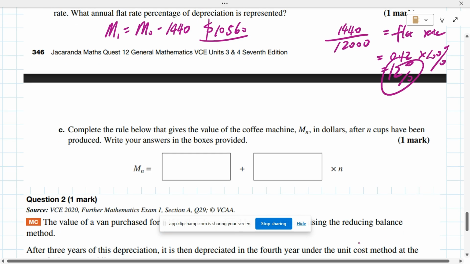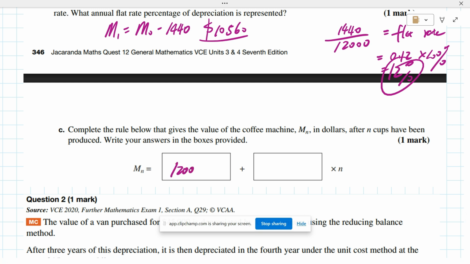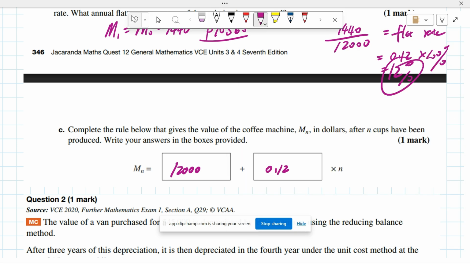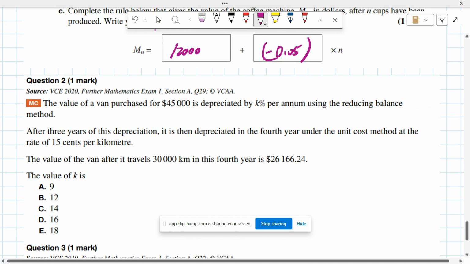And then the next one, we can create the recurrence using M0 equal to $12,000 and 0.12, and use negative 0.05, because you are dividing each cup to see how many cups you made have been produced. Each cup is 5 cents, multiplied by how many cups you made. All right. Anyway, next question.